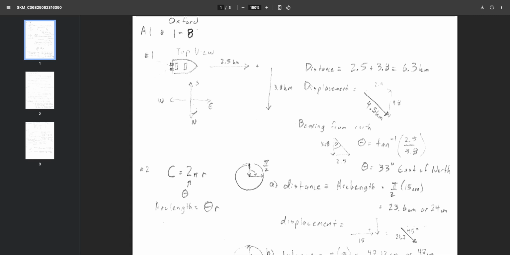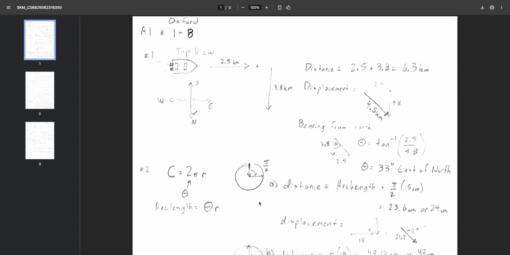For number two, the minute hand of a wall clock is 15 centimeters long. Calculate to the nearest centimeter the distance traveled by the tip of the minute hand and the magnitude of its displacement. So just to refresh, circumference is 2 pi r. So to find the arc length of anything, you just need whatever theta is times the radius, because 2 pi is the theta for an entire circle going around.